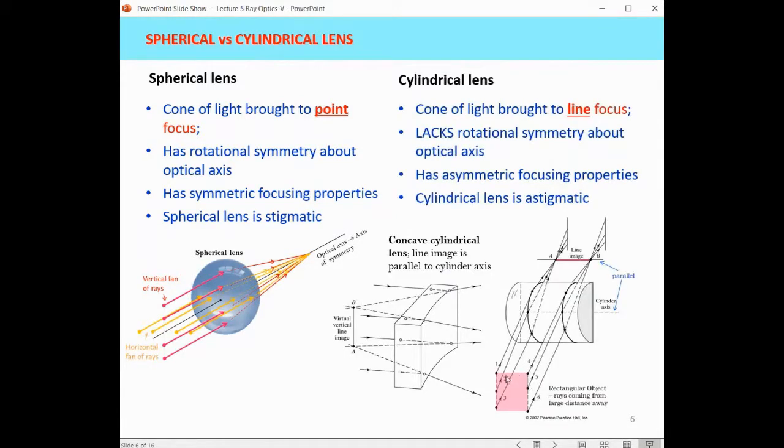In the case of cylindrical lens, then these rays that are incident onto the cylindrical lens will then be brought to a line focus instead of a point. It does not have rotational symmetry about the optical axis, which would be along the plane here. And with that, its focusing properties will not be symmetric, and this cylindrical lens is said to be astigmatic.